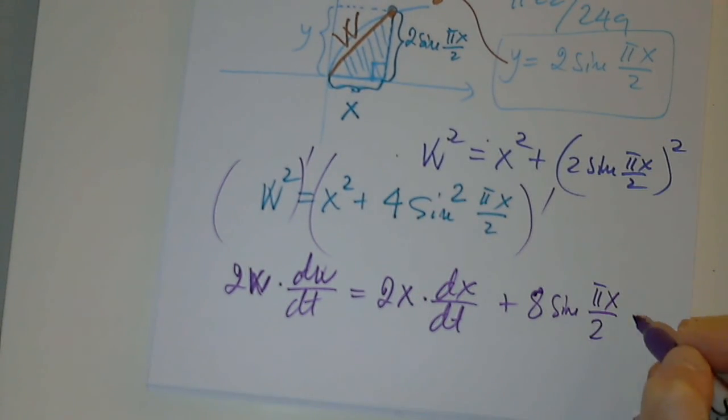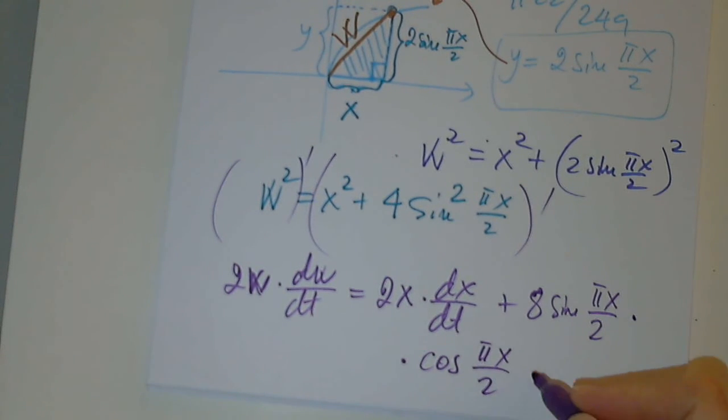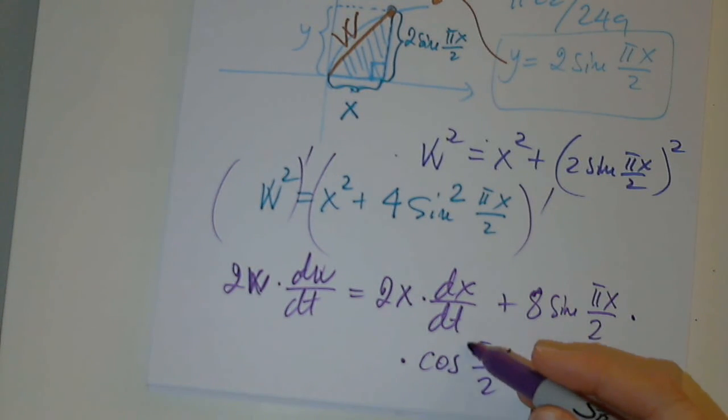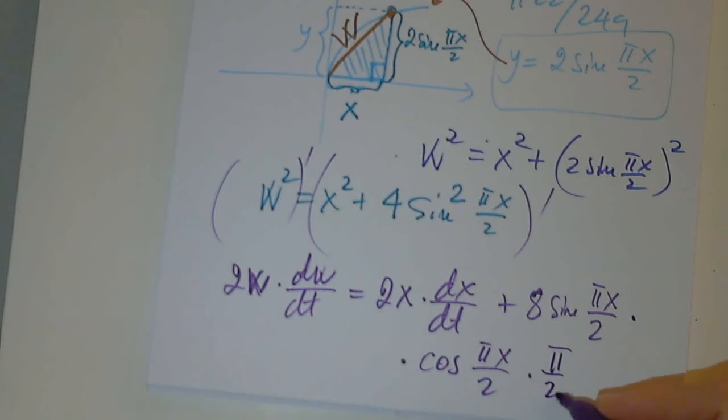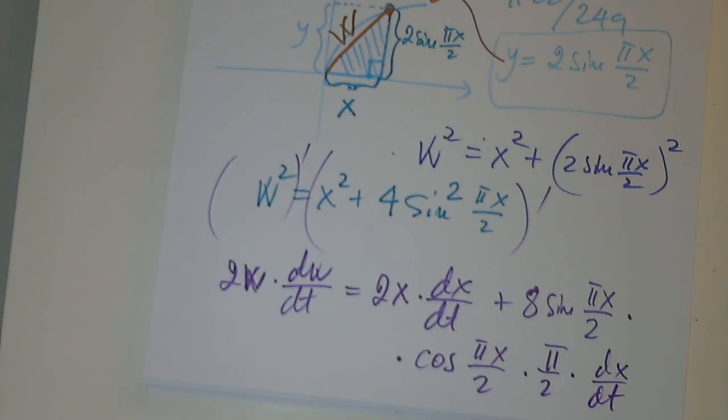Times cosine pi x over 2. Very good. There's no way around that, is there? No quotient rule. So you have to differentiate the inner function. What is it? This is just the constant times x. Pi over 2 times dx over dt. Very good. Is this clear?